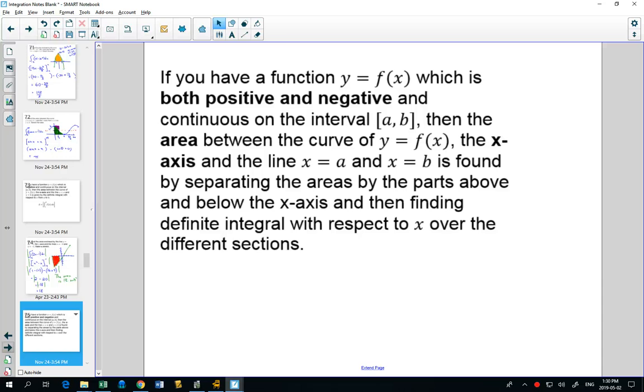So what's going to be the key thing is finding out where it switches from positive to negative. And we have one of our properties of integrals. We might have to break things up, calculate the negative part separately and the positive part separately, so we can figure out the entire area. Because if you just do from one value to another, it'll automatically add and subtract things and you won't know what the actual area is.